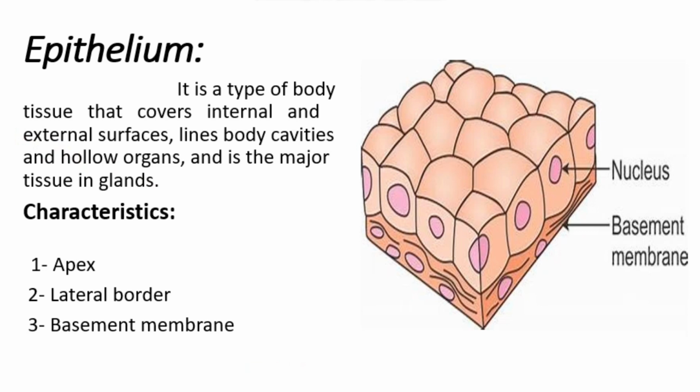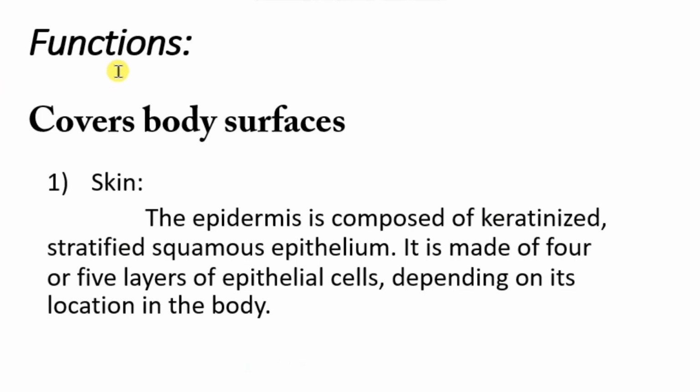Okay, so let's see next. Next, see what the functions of the epithelium are. There are many functions like secretion, absorption, movement, or protection of every part of the body where it's available. For example, first we will see the skin. The epidermis is composed of keratinized stratified squamous epithelium. It is made up of 4 or 5 layers of epithelial cells depending on its location in the body.